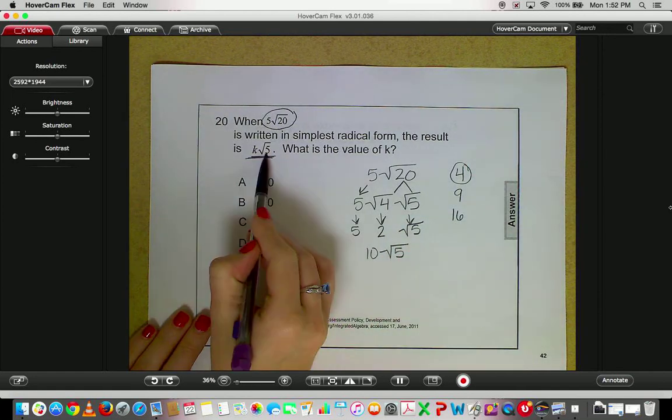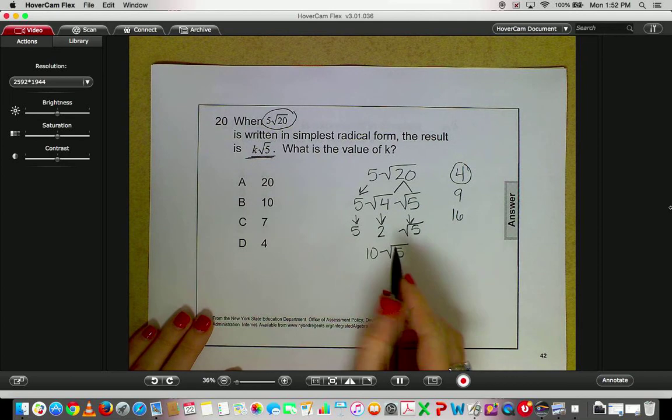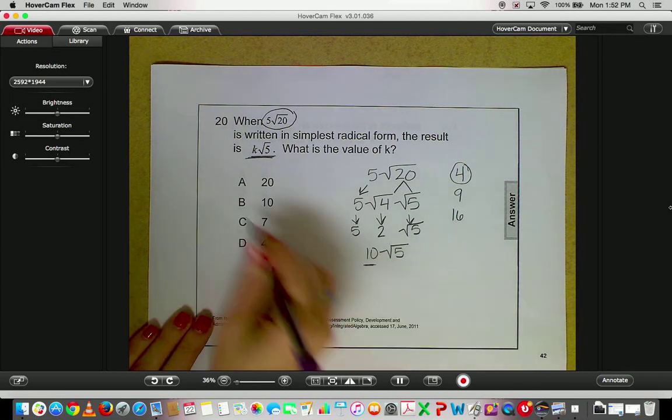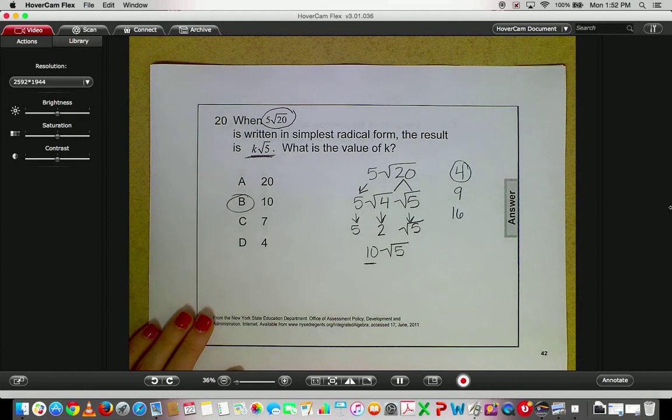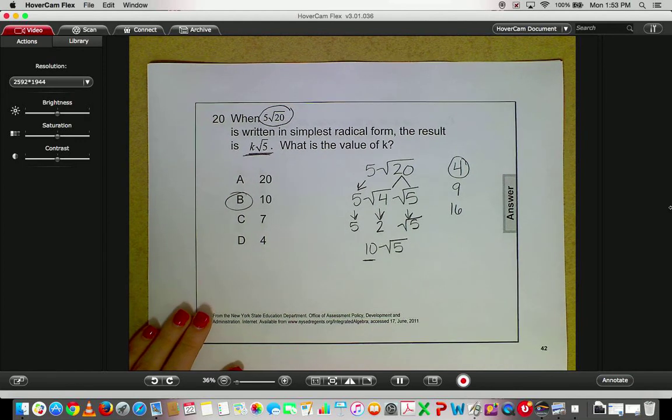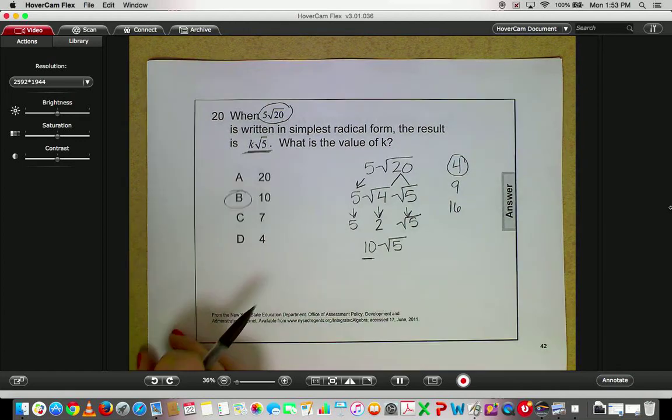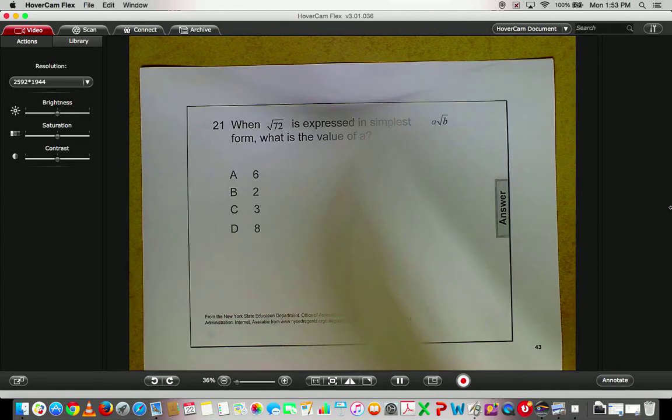So if they gave you the square root of 5, what's the only other number that we have in our answer? 10. So your answer here would be B. Pause your video and write this down if you need to. All right, let's go to the next one.